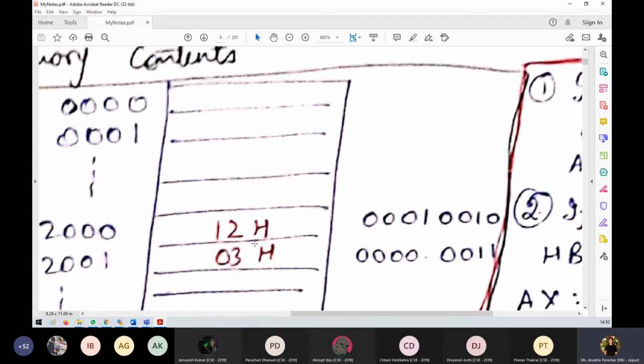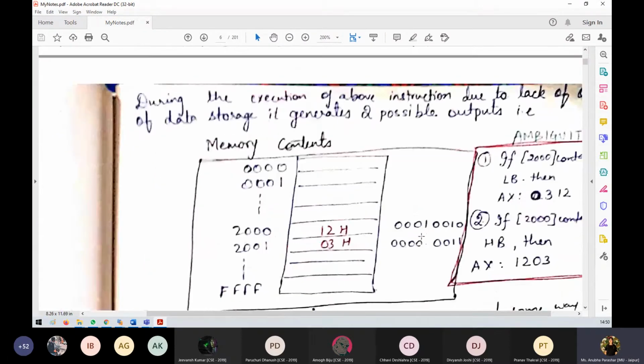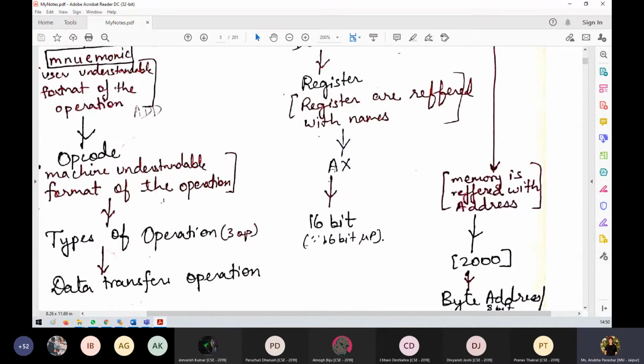Yes, ma'am. Okay, then it's great. So you can do the conversions. So once the conversions are done, now what we are supposed to do is this data needs to be stored in the AX register.